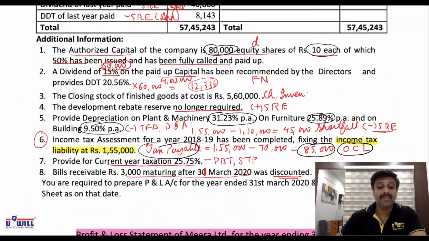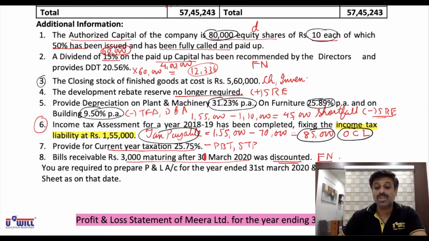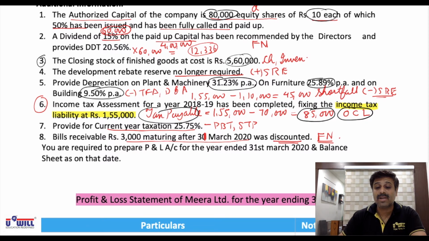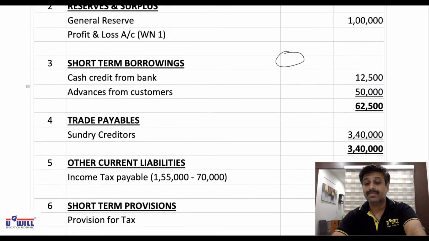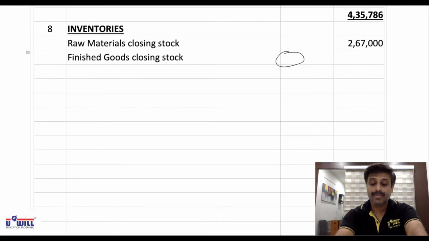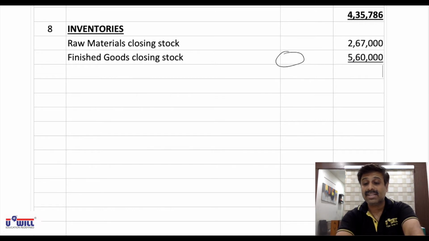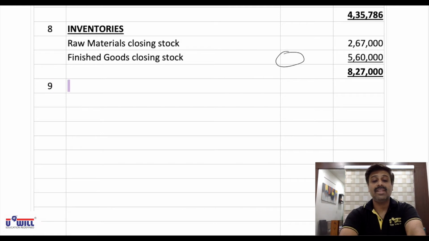Adjustment number 3. Finished goods closing stock is 5,60,000, which we will write in inventories. 5,60,000 plus 2,67,000, that comes to 8,27,000. Then after inventories, we will have trade receivables.